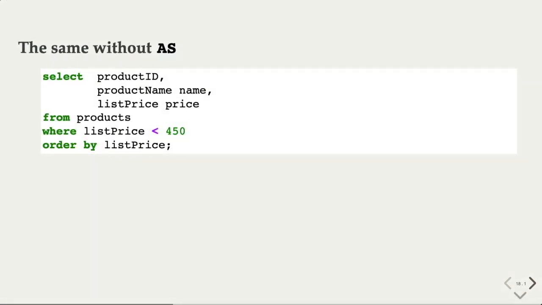Now, the as keyword is actually optional. Instead of product name as name, you can actually type product name space name, and that will do the same thing. So the same result can be achieved without the as keyword.